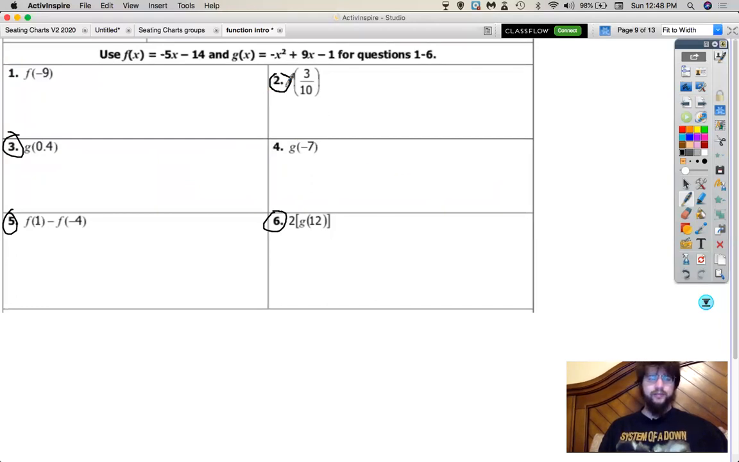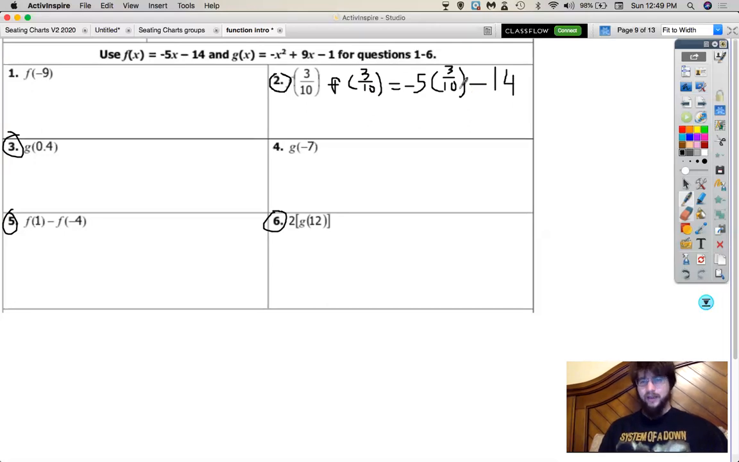So if we look here, number 2, I kind of wrote over that. Let me see, which function is it? Is it f? Yes, it is. It says f of 3/10. You must write it down. So f of 3/10 equals negative 5 times 3/10 minus 14. Notice how I put it in parentheses.